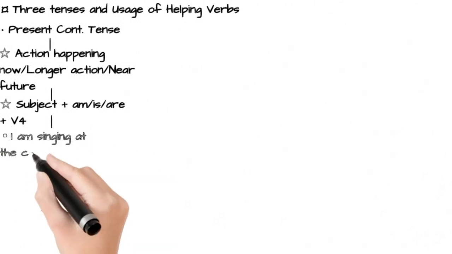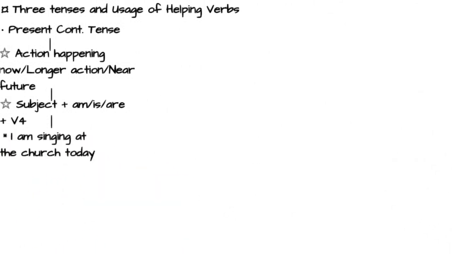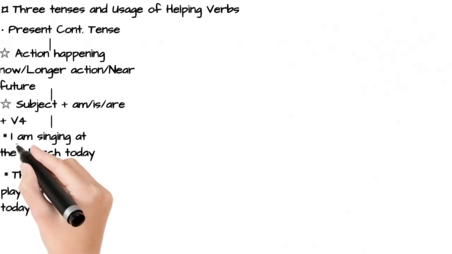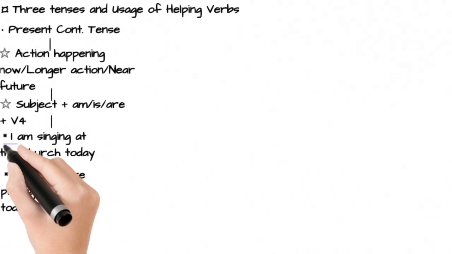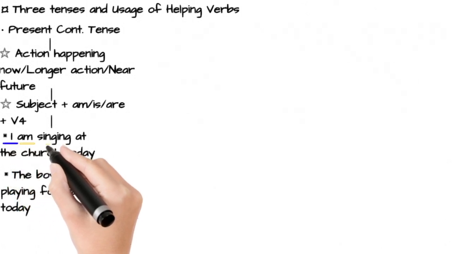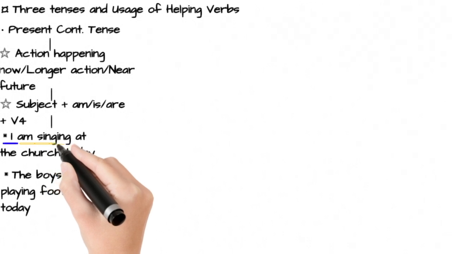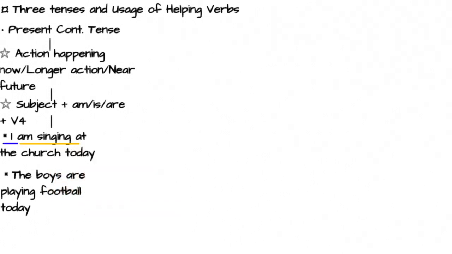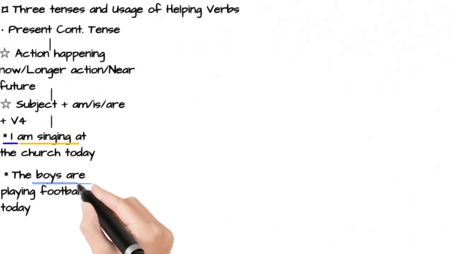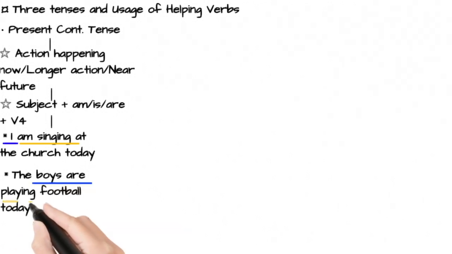Examples: I'm singing at the church today. Second example, the boys are playing football after school. In the first sentence, I is a subject, am is the helping verb, and singing is the action verb. Similarly, in the second sentence, boys is a subject, are is the helping verb, and playing is an action verb.